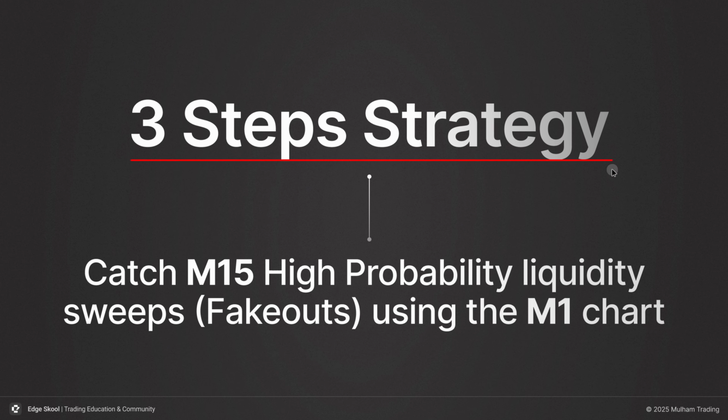Now we're going to go over the 3 steps, step by step. I'm going to explain everything and then we go over the examples. And there's only one purpose behind these 3 steps, and it is catching 15-minute high probability liquidity sweeps, or you can call them fake outs, using the 1-minute chart. So when we have this time frame alignment, 15-minute and 1-minute, and we catch trades that are based on the 15-minute, but we have a sniper entry on the 1-minute chart, that's when we have that high reward to risk. So that's what we're going to be doing.